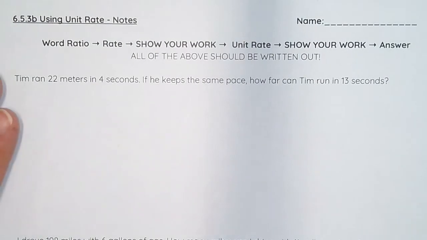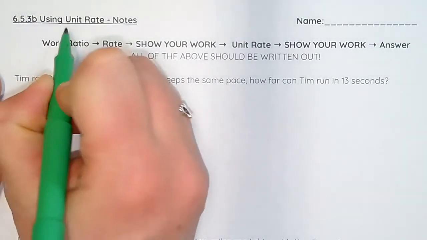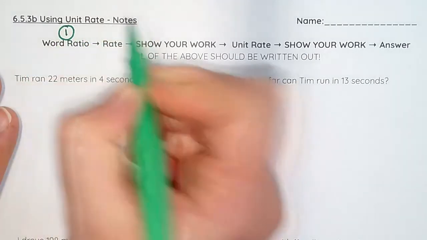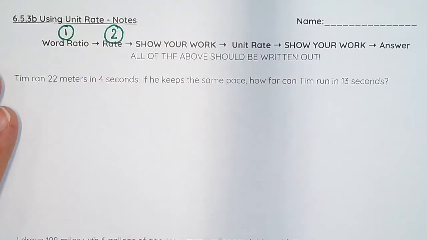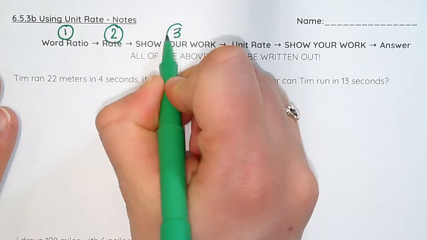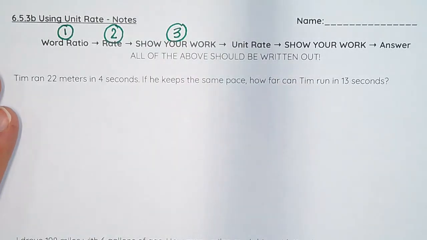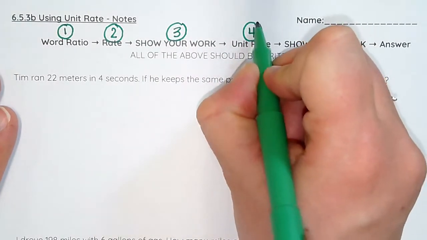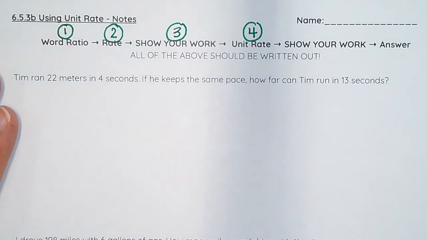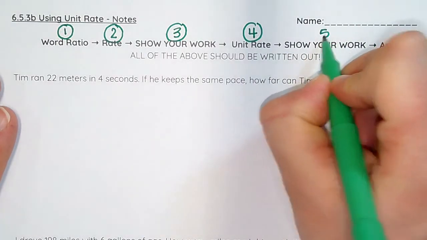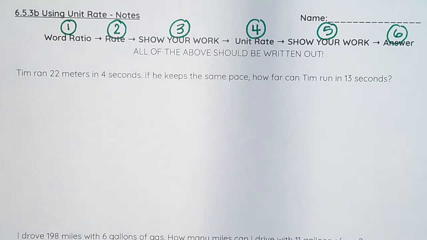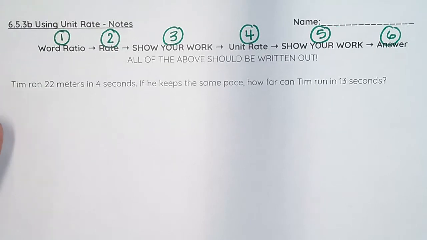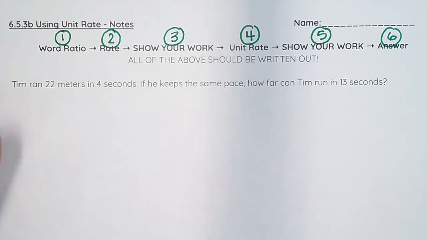So I want you to note that up here, we always start with our word ratio. That's step 1. Step 2 is to pull out the rate from our situation. Step 3, we will show our work to get us our unit rate. Then from there, we will show our work again to get our final answer. So there's 6 parts to these problems, and you are going to show your work for every single one. I will show you what that looks like.